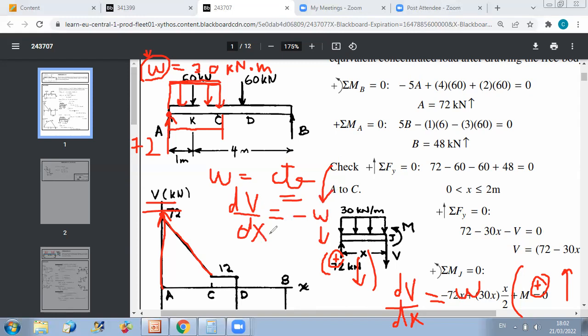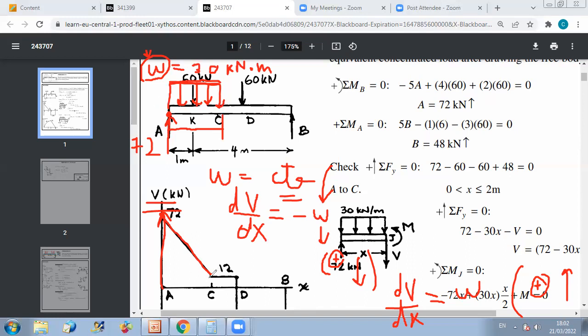We consider that dV/dx is minus w, and w is counted positive when it's downward. Okay, so because you have w downward, this means that your shear is decreasing because you have a negative slope. And it's linear because omega is constant. So we have a linear decrease of the shear from A to C.